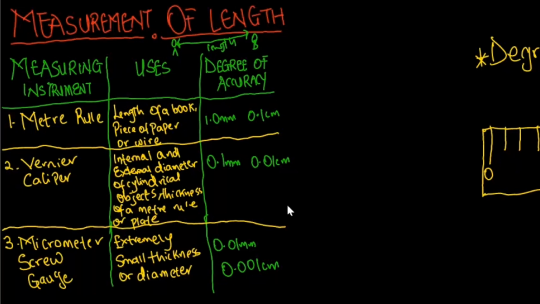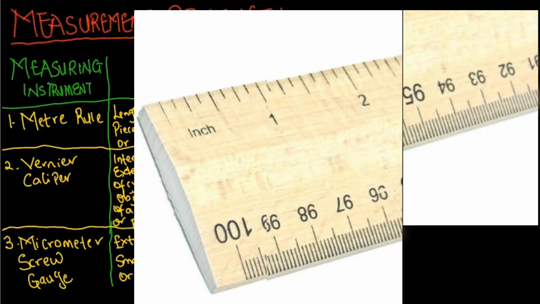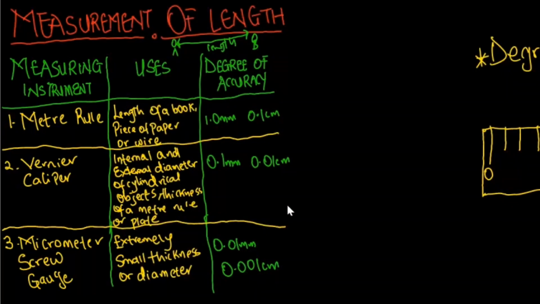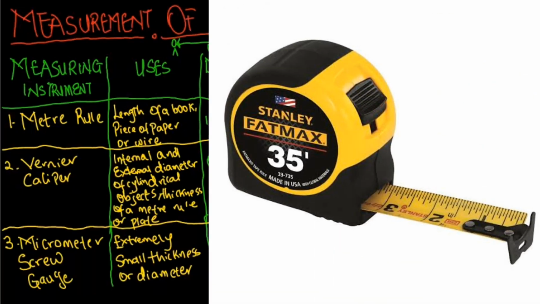So now we have some key instruments like the meter rule, the vernier caliper, and the micrometer screw gauge. So the first thing we are going to look at is the uses of these various instruments. The meter rule, which is displayed on your screen, is used for measuring things like the length of a book, a piece of paper, or a piece of wire. We use it for measuring typically short distances. For example, the length of a book is very short, or the length of a piece of wire or a piece of paper. But when we need to measure a very long distance, we then use what we call a tape rule, just as you can see on the screen.